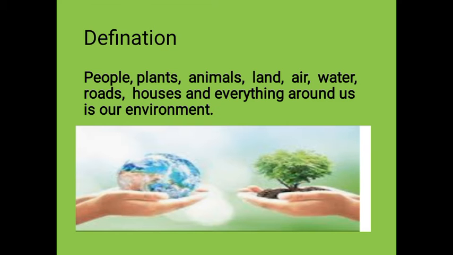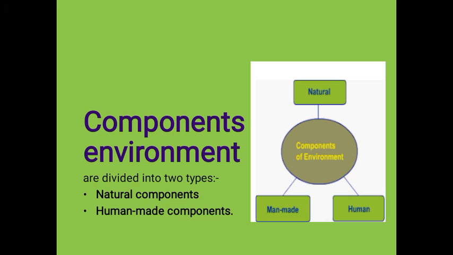Next we have the definition of environment. People, plants, animals, lands, air, water, roads, houses, and everything around us is our environment. All these things which we are surrounded by, that is our environment. These are called components of the environment. And the components of the environment are divided into two types: natural components and human-made components.